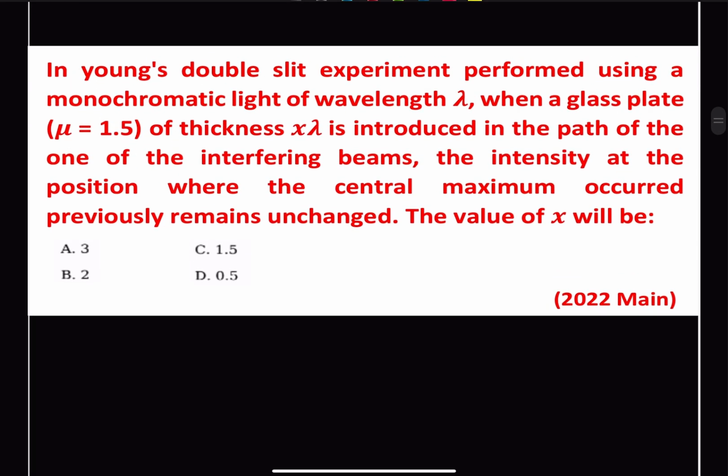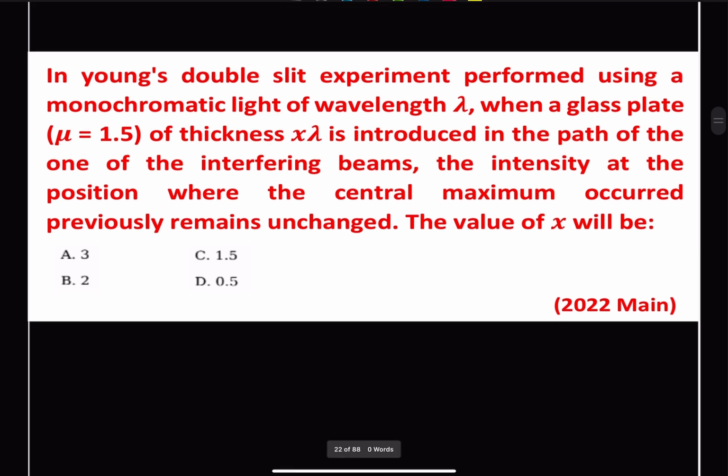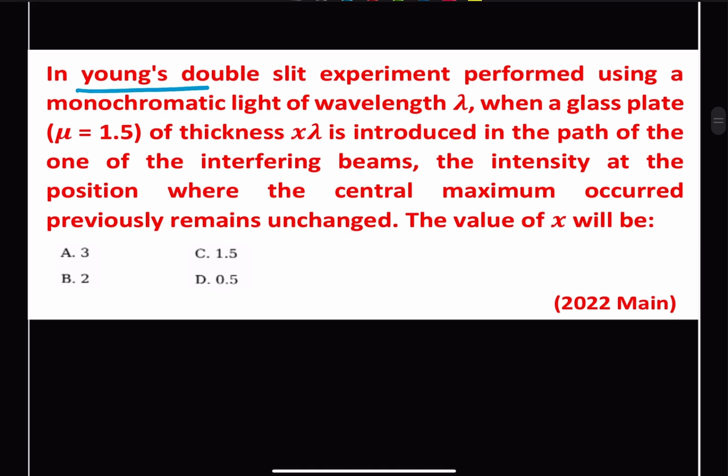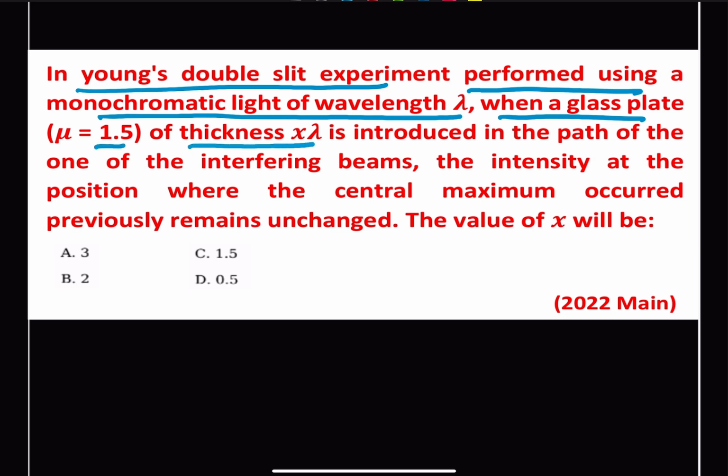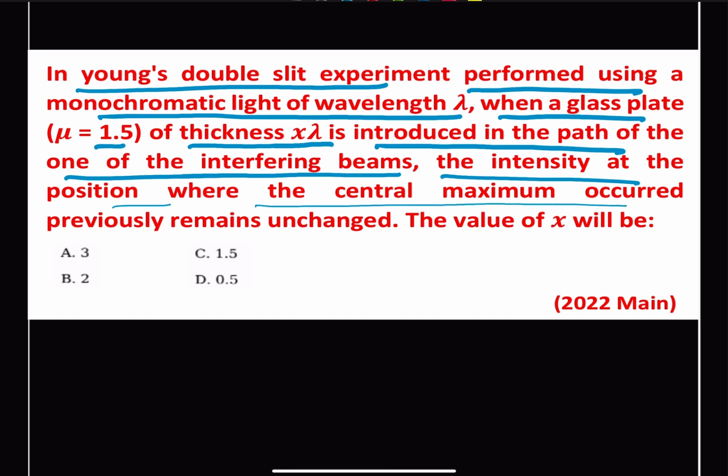Next question. It states that in Young's double slit experiment performed using a monochromatic light of wavelength lambda, when a glass plate of refractive index mu 1.5 and thickness x times lambda is introduced in the path of one of the interfering beams, the intensity at the position where the central maxima occurred previously remains unchanged. The value of x will be. So it means the position of central maxima before and after insertion of the glass plate is the same. It does not change.